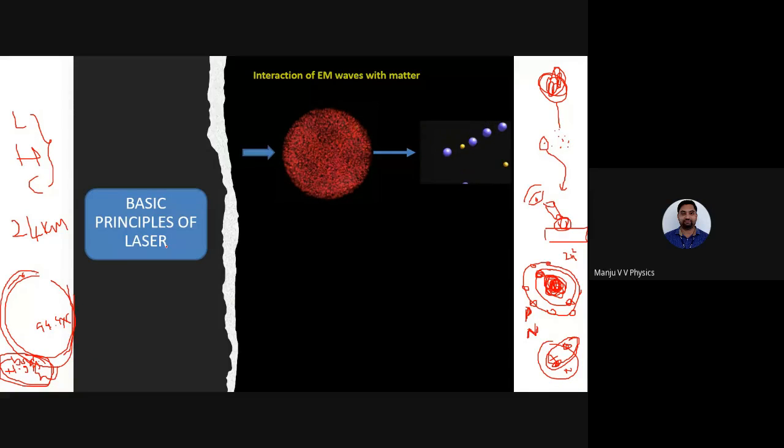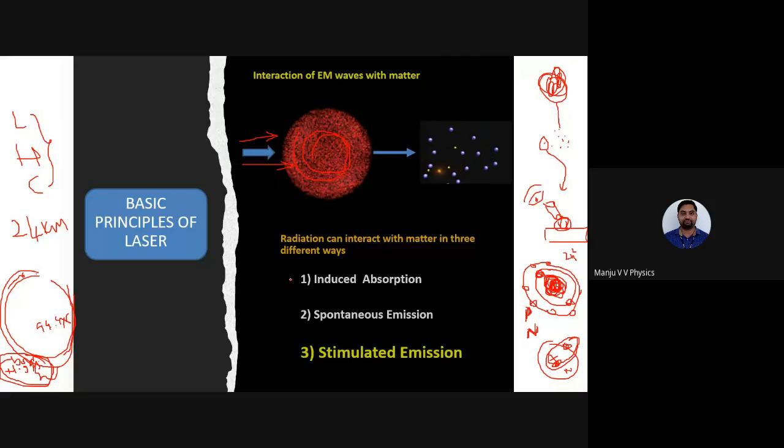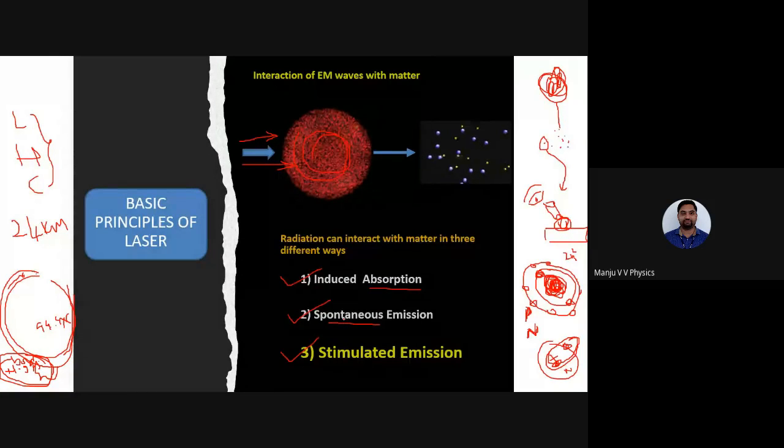This is where I was. This is my matter. I'll pass some energy or electromagnetic wave to this matter. The moment I pass electromagnetic wave to the matter, we can observe three processes: induced absorption, spontaneous emission, and stimulated emission. Induced absorption is just absorption. Spontaneous is nothing but without any external energy, by itself. The process happens naturally by itself, called spontaneous.